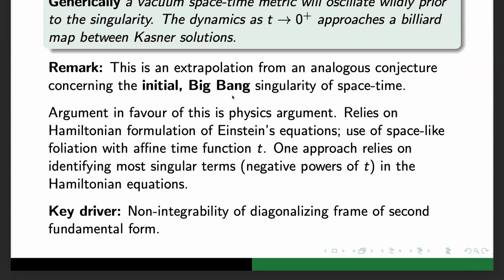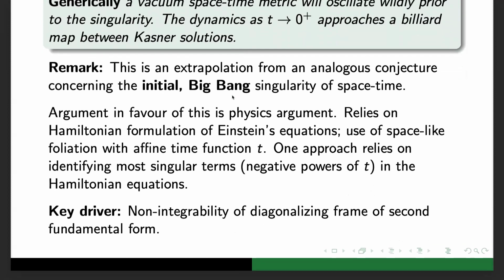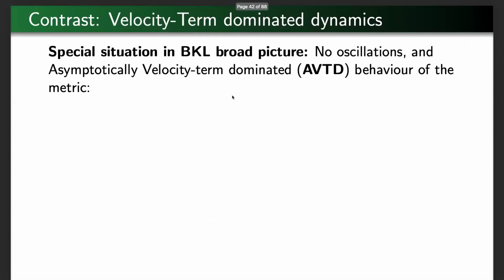Okay, so the key driver of the oscillatory behavior, of the bounces, is a non-integrability of the diagonalizing frame of the second fundamental form. When you're going down to one point, you can consider the second fundamental form, the momentum, if you like, and you can look at the frame that diagonalizes it. If you compare that from point to point on the space-like slice, that changes. The diagonalizing frame changes. So the key driver is the non-integrability of that principal frame. That's what drives the dynamics.